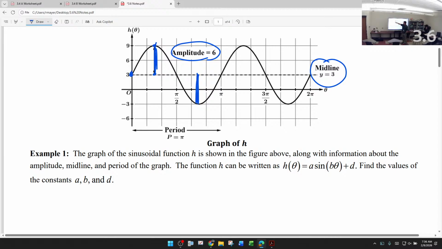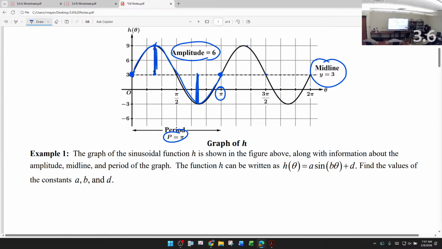So if this is where I'm starting, and you don't have to start there, right? Again, that's what makes these a little crazy, is wherever you start them from. But if I start right there, which is typically where we'd like to start, at 0, how long does it take to get through one cycle? And you can see it's pi. It doesn't matter where you go from a starting point to an ending point, that distance is pi. And so again, that's what they're telling you. The graph of the sinusoidal function is shown above, along with information about the amplitude, the midline, and the period.